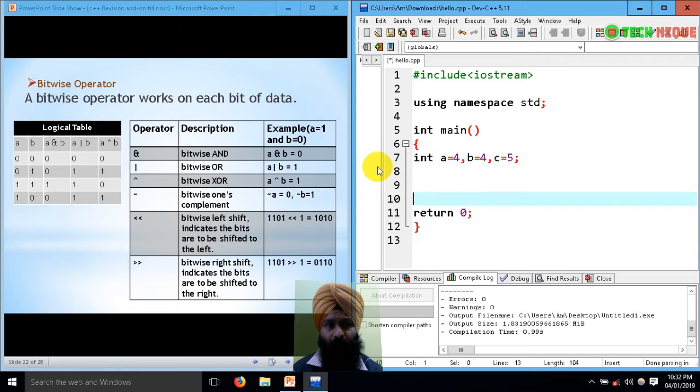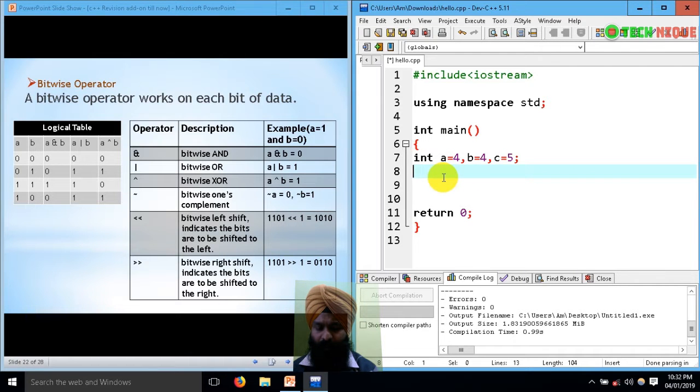I have these three variables, and I'm assigning the values 4, 4, and 5 respectively to A, B, and C. Now if I write cout A and B, remember that in this particular case I'm using a single AND symbol. If I use two AND symbols consecutively, that represents a logical AND operator, but here this is a single AND, which means it is a bitwise operator.